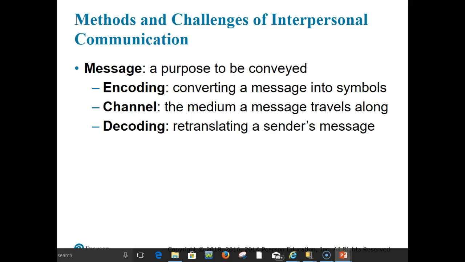So before communication can take place, a purpose expressed as a message to be conveyed must exist. It passes between a source, being the sender, and a receiver. The message is converted to symbolic form called encoding and passed by way of some medium, which is referred to as a channel, to the receiver, who retranslates the sender's message, which is called decoding, and the result is the transfer of meaning from one person to another.